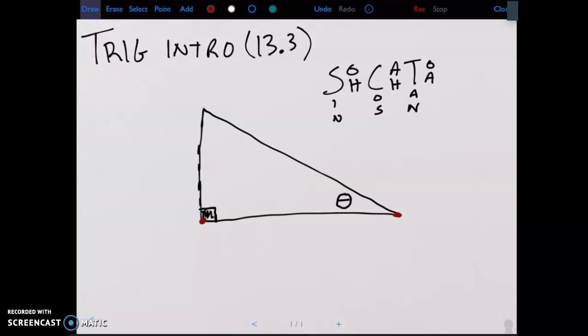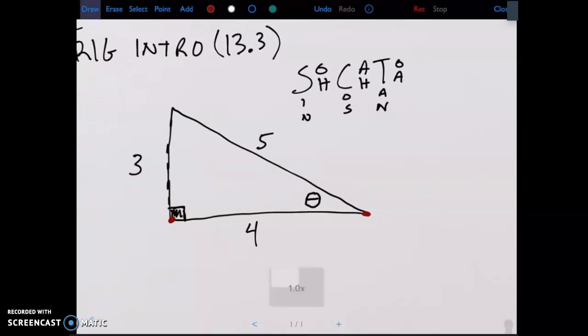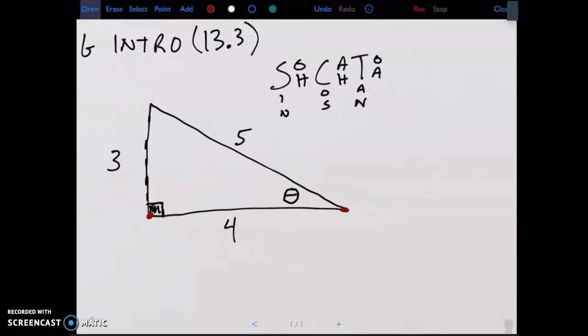Again, the first thing you need to do is pick an angle. So let's make this a 3, 4, 5 triangle. We'll call this 3, we'll call this 4, and we'll call this 5. And what we're going to do is find the sine, the cosine, and the tangent. The first thing you need to do is pick an angle, either theta or beta. We're going to pick theta.